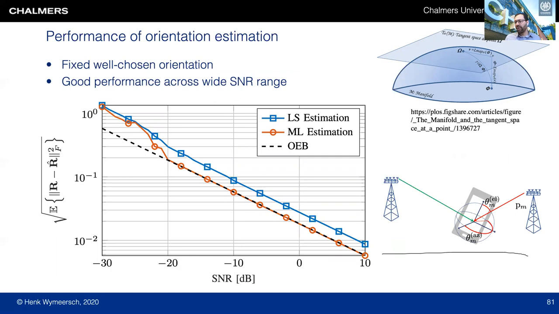And as a function of SNR, we show the root mean square error in the estimation of the rotation matrix. We have the bound based on Fisher information matrix. And then we have 2 algorithms, a least square algorithm in blue and then a maximum likelihood algorithm in red.